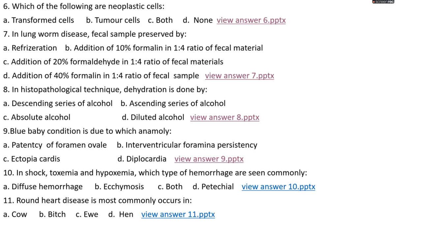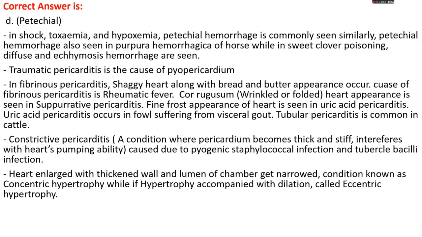Option A, diffuse hemorrhage. Option B, ecchymosis. Option C, both. Option D, petechial. The right answer is option D, that is petechial. In case of shock, toxemia, and hypoxemia, petechial hemorrhage is commonly seen.